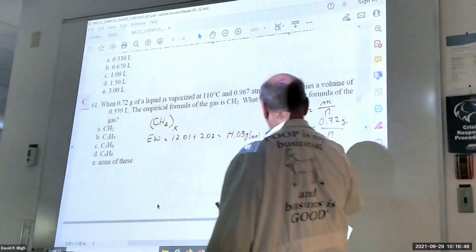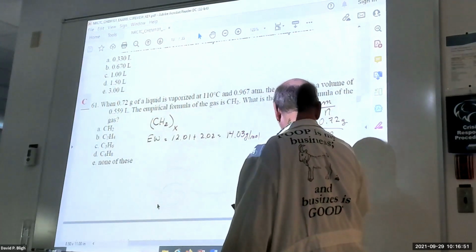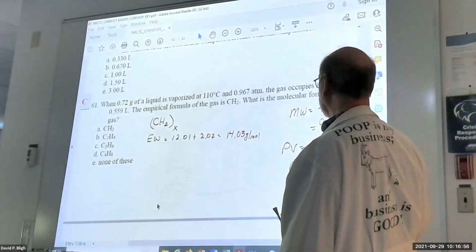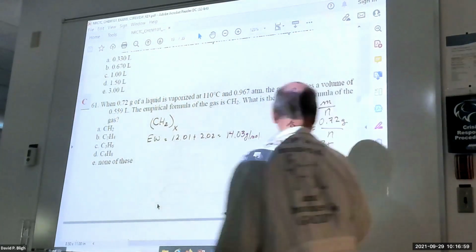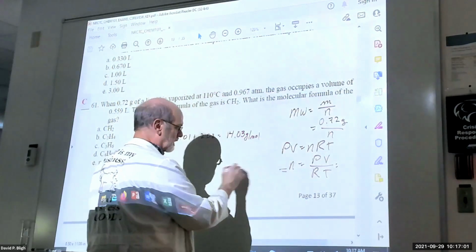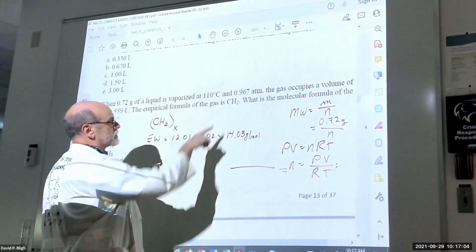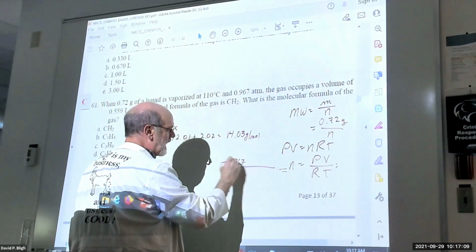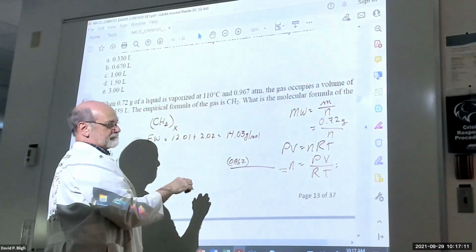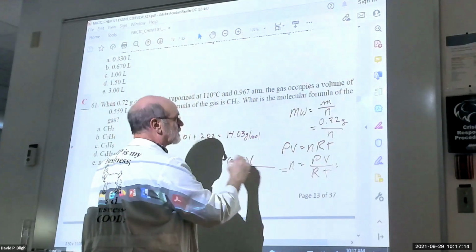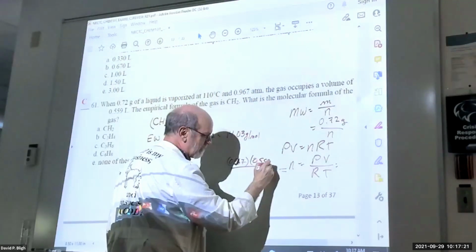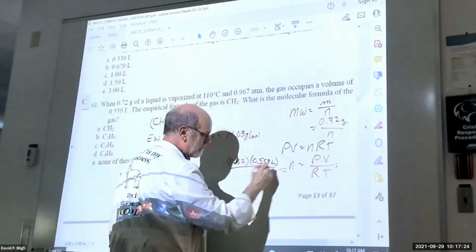Solve for moles. Okay, so pressure is what? Let me go back this way. So the pressure is 0.967 atmospheres. I'm gonna leave the units out. And volume is what? In liters. 0.559 liters. Okay, I did write that one in.